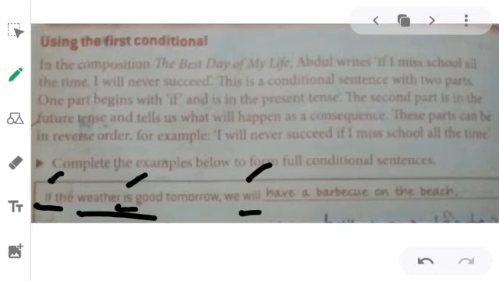The rest of the sentences you can do by yourself, like, if the Arctic ice melts, the polar bear will. If the Arctic ice melts, they are talking about present tense. The polar bear will, so the future consequence: the polar bears will struggle to survive. The rest of the sentences you have to do by yourself.